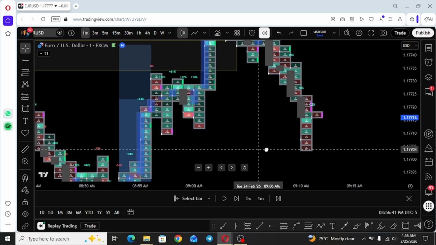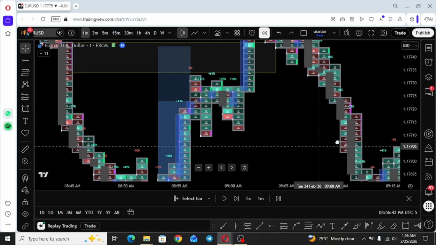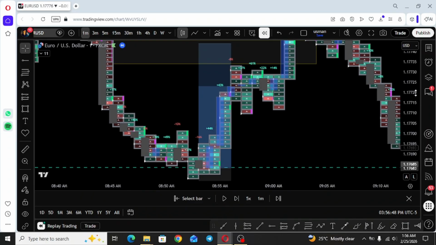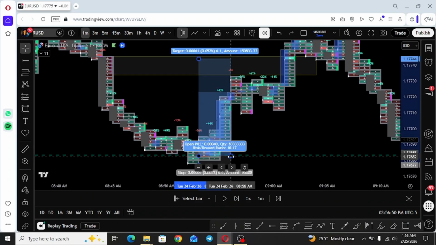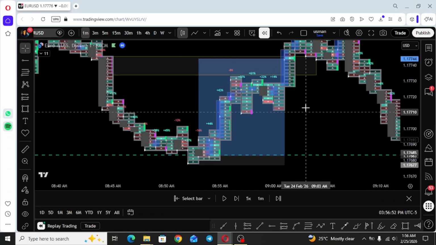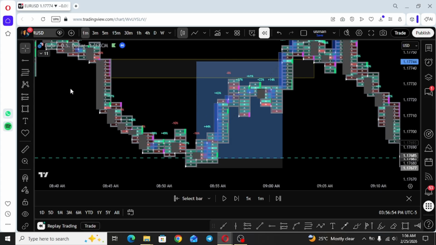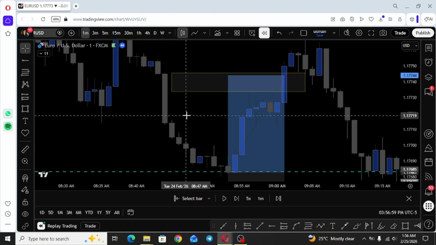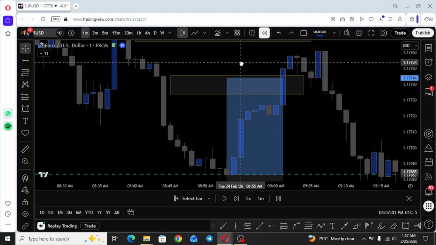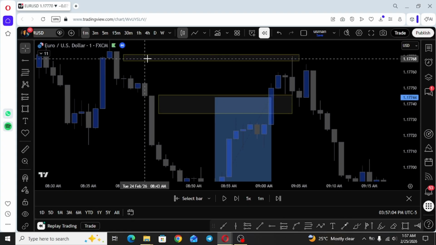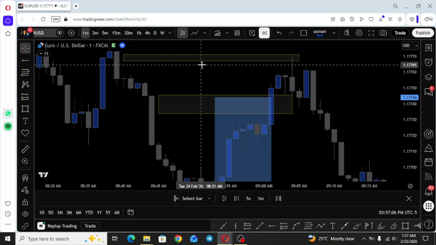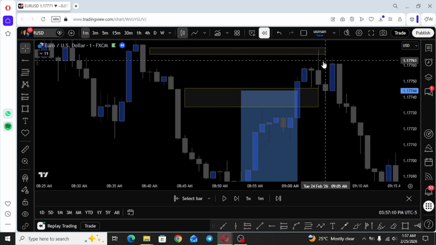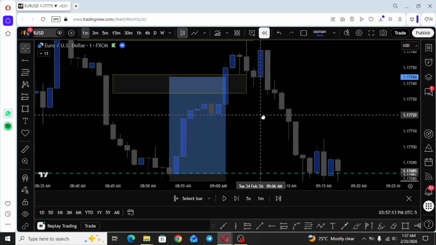And you see what happened. The market gave us a successful entry of 1 to 10 RR. Let me turn this off. The market gave us a successful entry of 1 to 10 RR, and the market tapped exactly at that area that we marked above, and then went down from that.